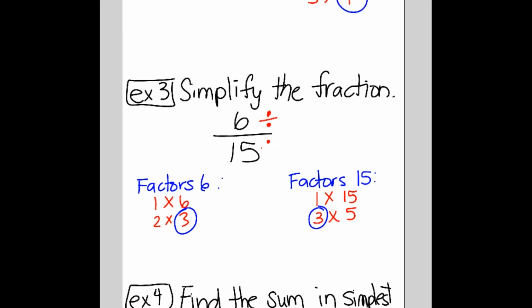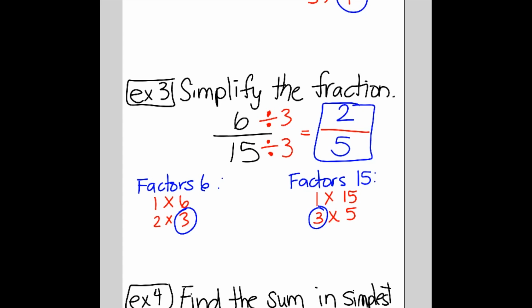Okay, divide by 3. And that's going to give us our simplified fraction. So up top, what is 6 divided by 3? That equals 2. And then on the bottom, what is 15 divided by 3? That will give us 5. So that is our simplified fraction. That is how we simplify it. It means that it's equivalent, but in a smaller way. Instead of making it equivalent bigger, we made it equivalent smaller.